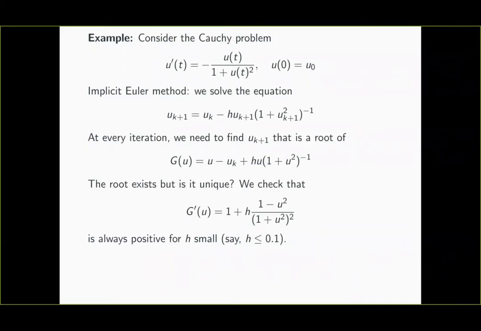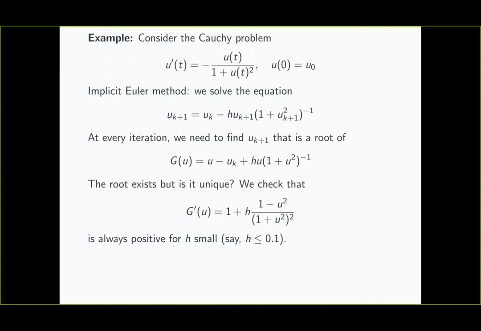One can check that g prime of u is equal to 1 plus h times (1 minus u squared) over (1 plus u squared) squared. That is a simple calculation which is left as an exercise. Now this derivative g prime of u can be seen as the constant function 1 plus some small perturbation. Indeed, just by looking at the last term, (1 minus u squared) over (1 plus u squared) squared, you can tell that this term goes to 0 as u goes off to plus infinity or minus infinity. So in particular, the magnitude of that term remains bounded.